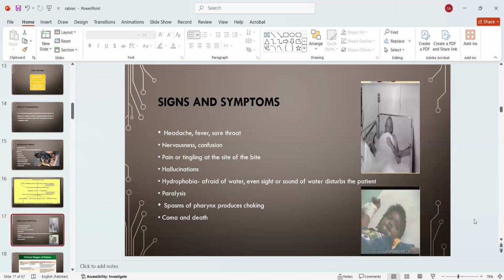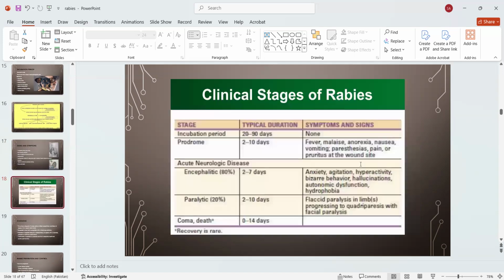Signs and symptoms. It causes headache, fever, sore throat, nervousness, confusion, pain or tingling at the site of the bite, hallucinations, hydrophobia, which is that the patient is afraid of water. Even sight or sound of water disturbs the patient. It causes paralysis, spasm of pharynx produces choking, and it causes coma and death.